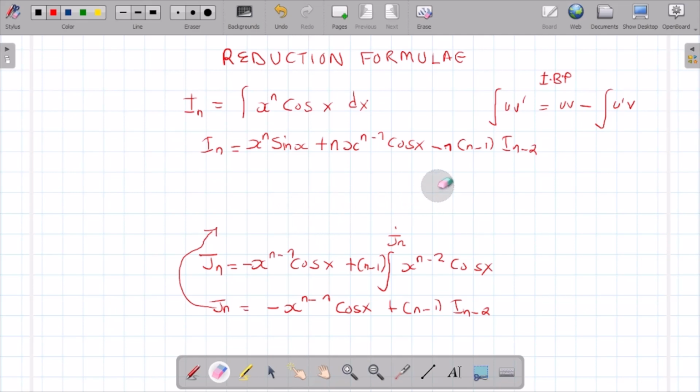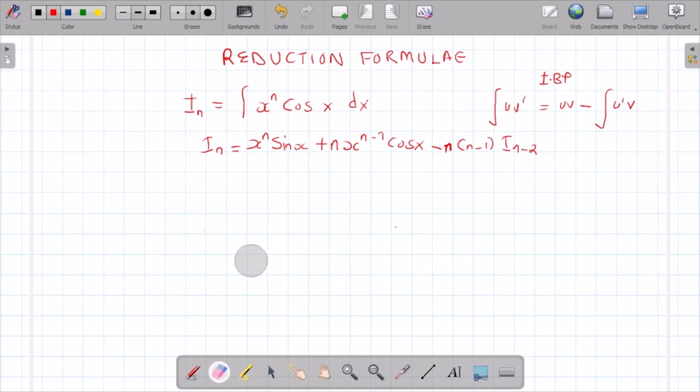Oh, right. So we have minus n. Yes, indeed, this is the correct recurrence relation. So we have x to the power n, one more time, sine of x plus n x to the power n minus 1 cosine of x minus n minus 1 I n minus 2. Now you have your recurrence relation. So for n equals 2, you can solve your integral easily, like we did in the previous problem.